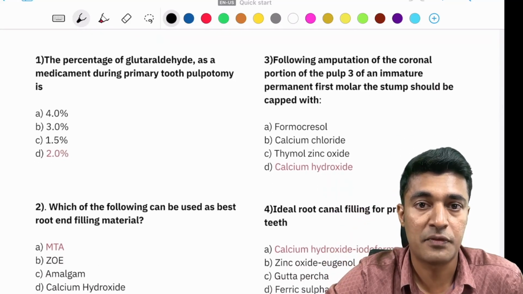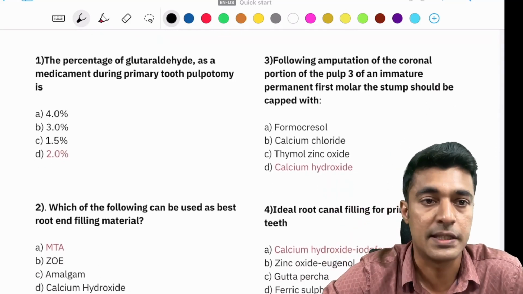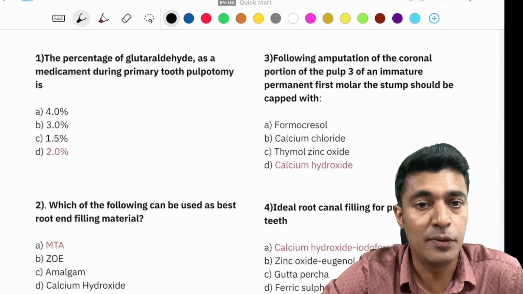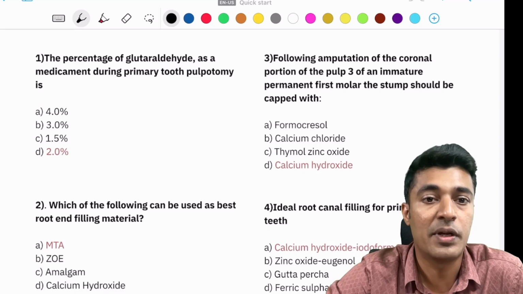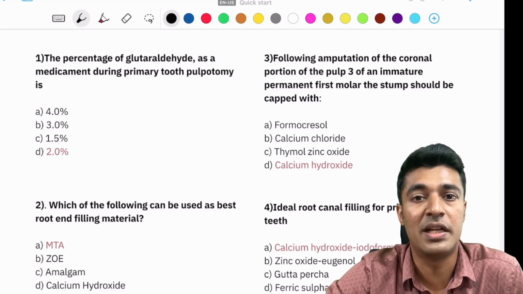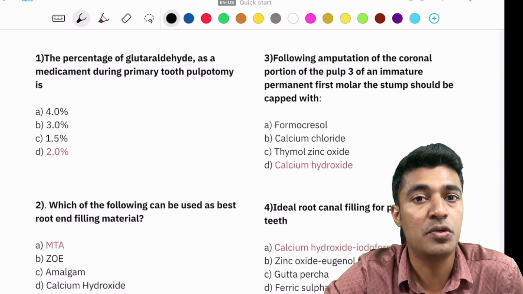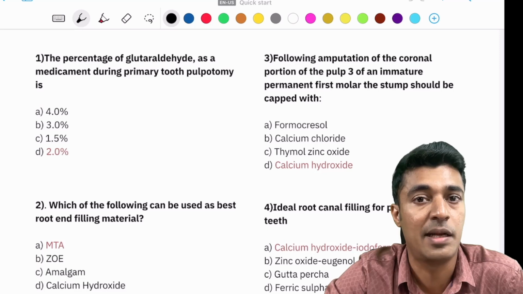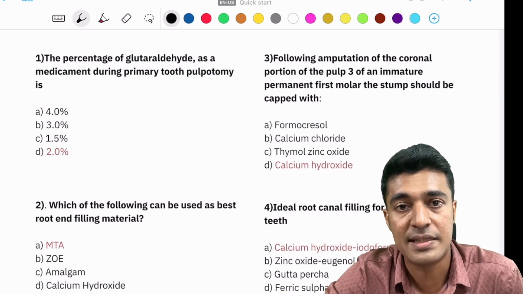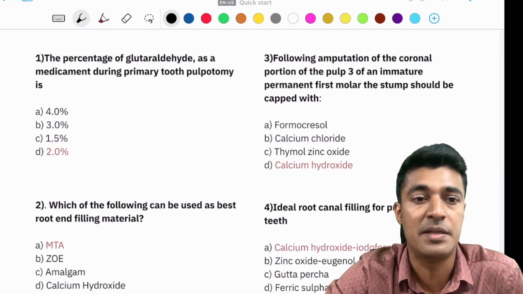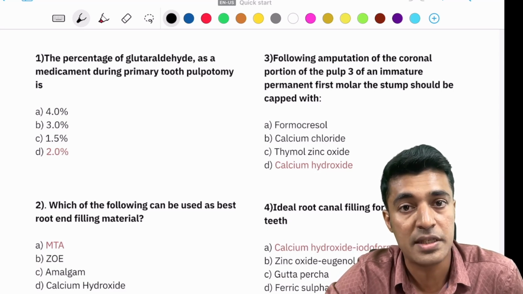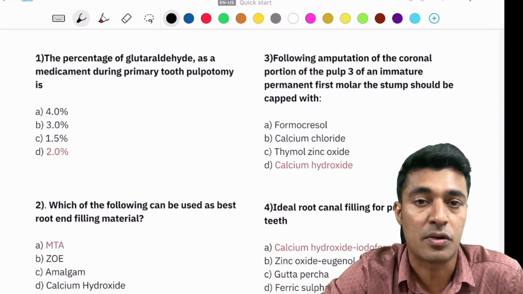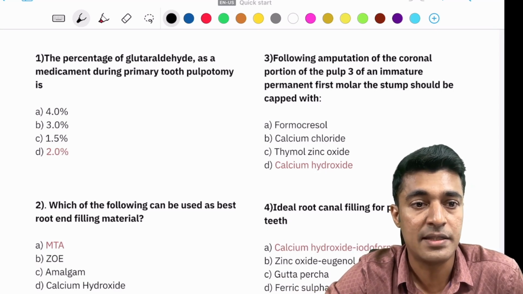Now let's discuss some of the questions that were asked in the previous years. The percentage of glutaraldehyde as a medicament during primary tooth pulpotomy that is commonly used is 2%. Now why 2% is used is because it is only the 2% that has antibacterial properties. Any percentage less than 2% has insufficient antibacterial properties, and concentration more than 2% will be toxic. So the answer for that is option D.